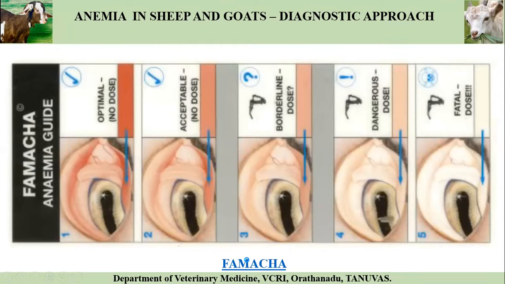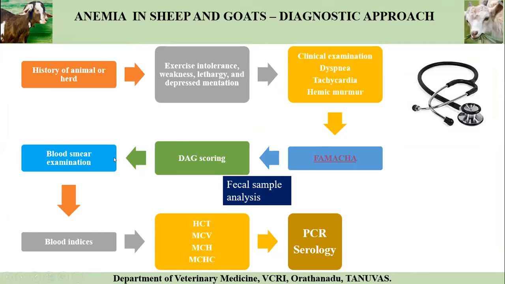Then DAC scoring, you have to see the DAC scoring. Then blood smear examination and the blood indices. You have to check the hematocrit, MCV, MCH, and MCHC. At the institution level, you can go for PCR or serological examination, and fecal sample analysis also you can do.